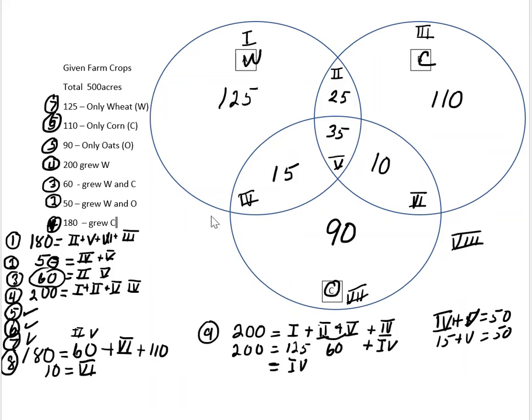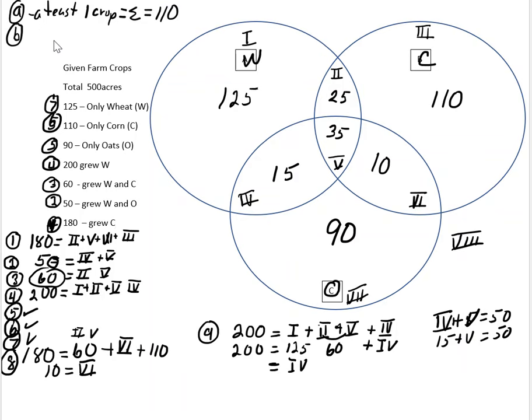Question A: grew at least one of them. Well, at least one of them is the sum of all of these different ones. So for question A, at least one crop is going to be the sum of all of these: 125, 25, 110, 15, 35, 10, 90. And I add those all together and I come up with 410.